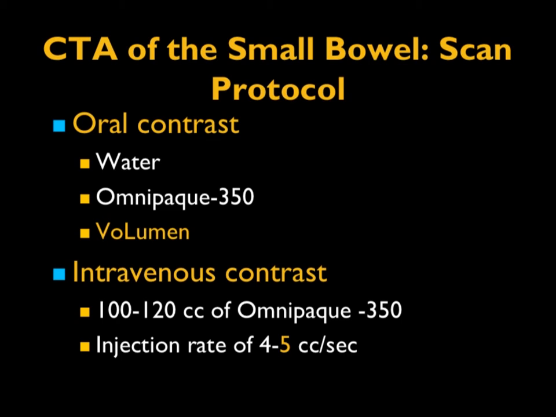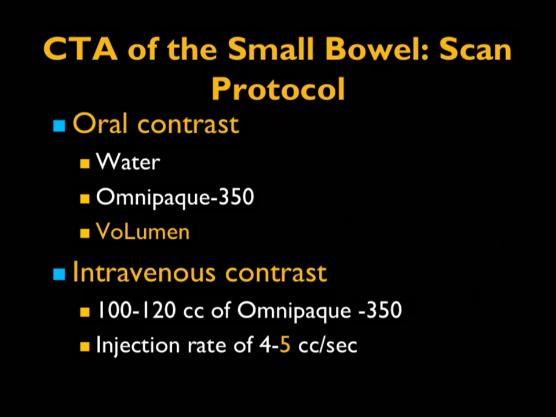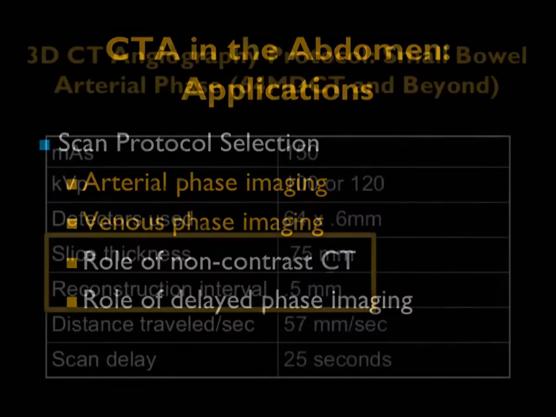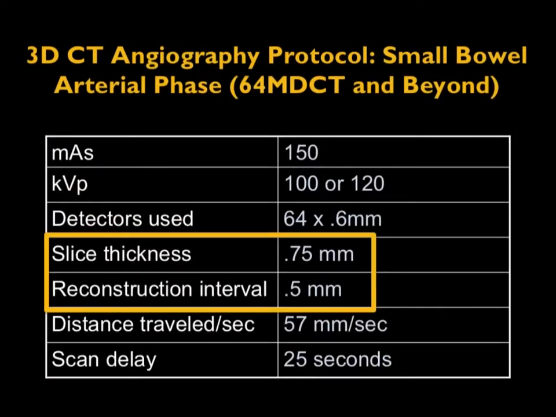So again, technique is critical. Antecubital fossa is going to be ideal. Depending on the application, we'll do arterial or venous phase imaging, but truthfully, for most CTAs, most of the things I'm going to speak about with you today, we're doing dual phase, arterial and venous. We don't do non-contrast, and very rarely do we ever do delayed phase imaging. We're going with thin collimation, 0.75 millimeter thick sections every 0.5. This is for a 64 and beyond scanner.